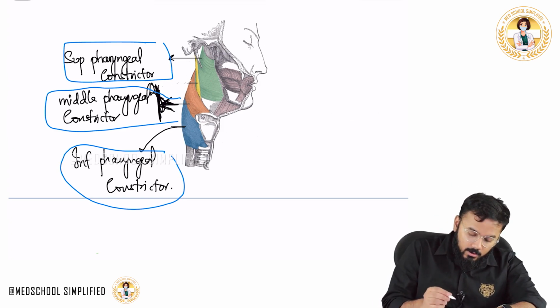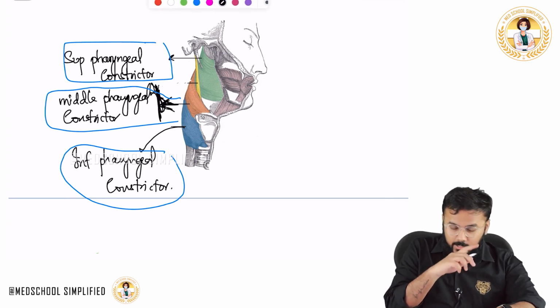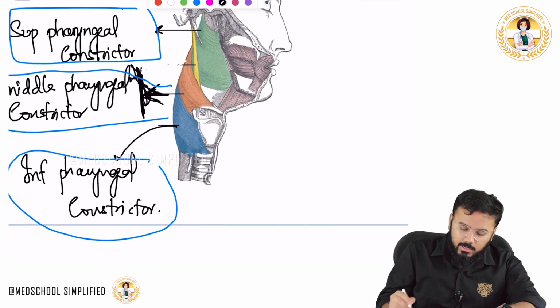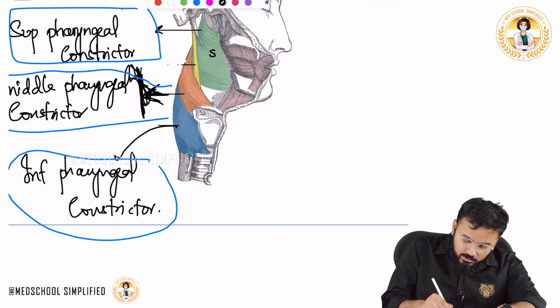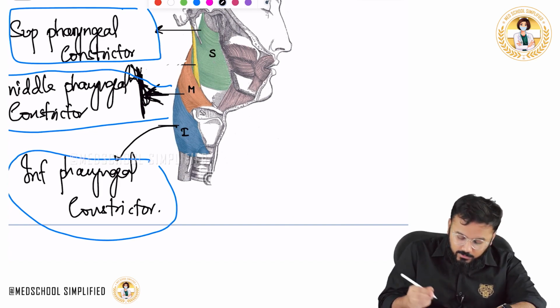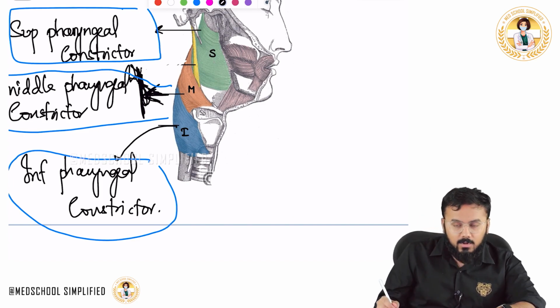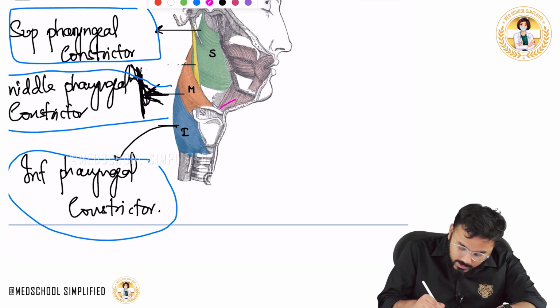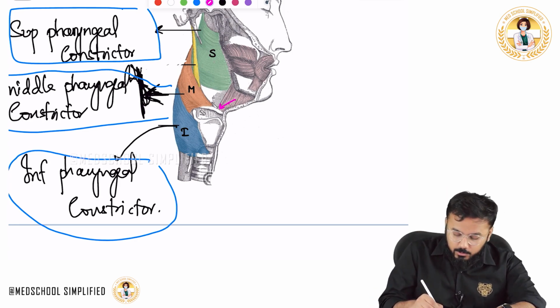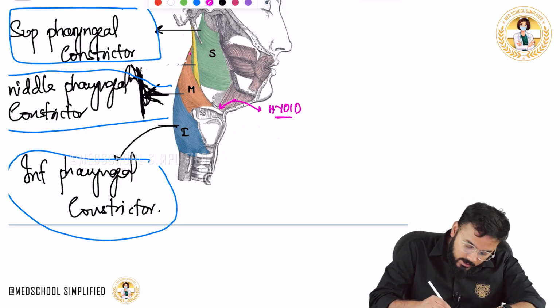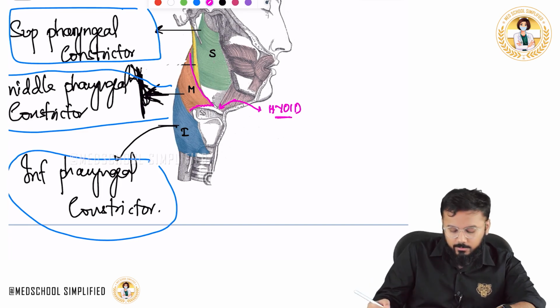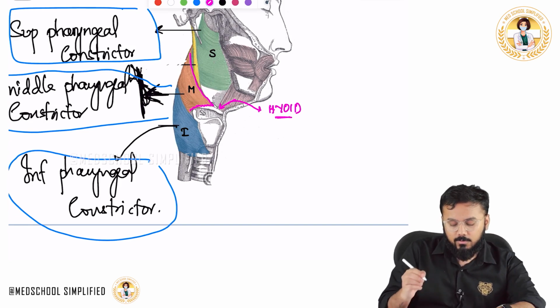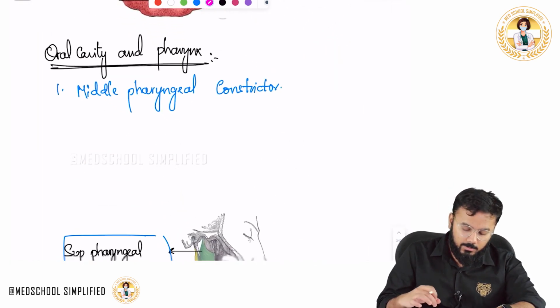Let me zoom this picture. If you look at it clearly, this is the superior pharyngeal constrictor, the middle pharyngeal constrictor, and the inferior pharyngeal constrictor. Now look at the middle pharyngeal constrictor. Where is it attached? It is attached to this particular bone, which is your hyoid bone. You see here, the middle pharyngeal constrictor is attached to the surface of the hyoid bone. That is what I am telling you.